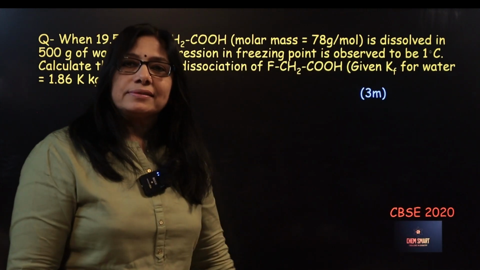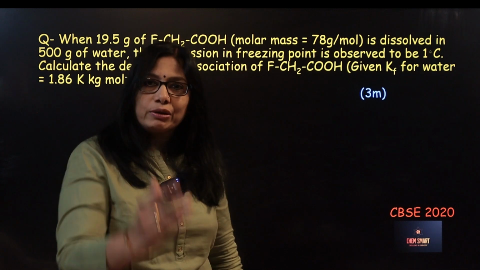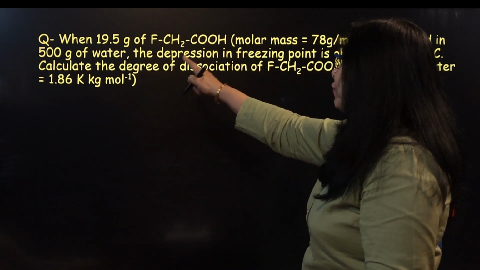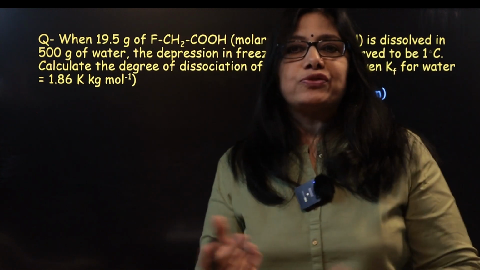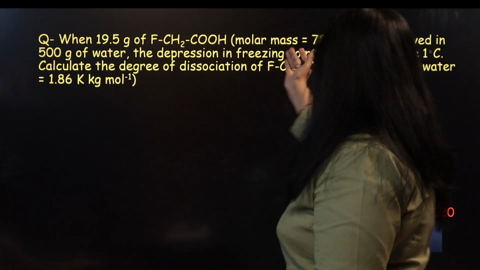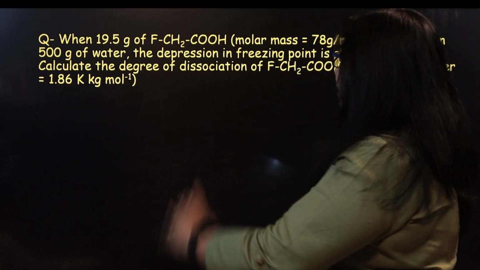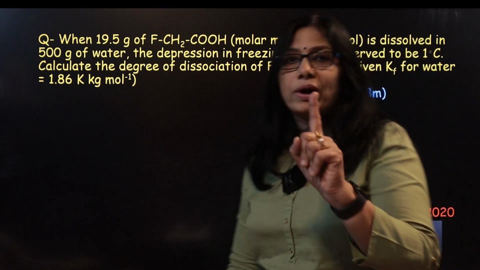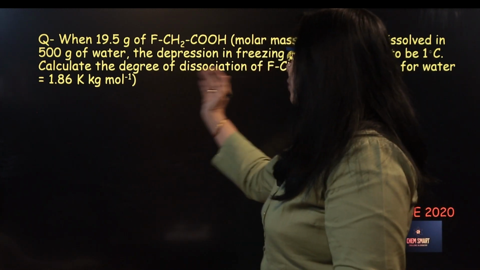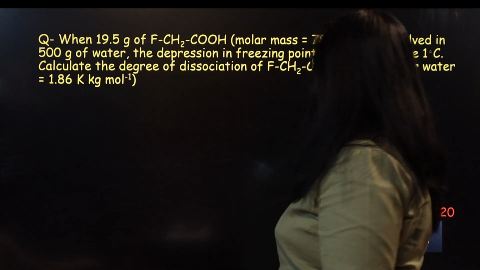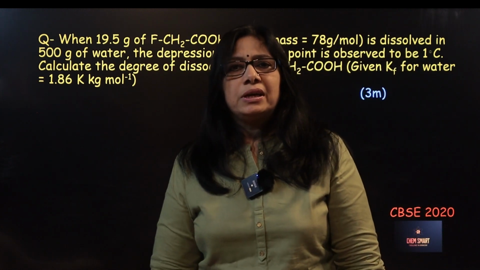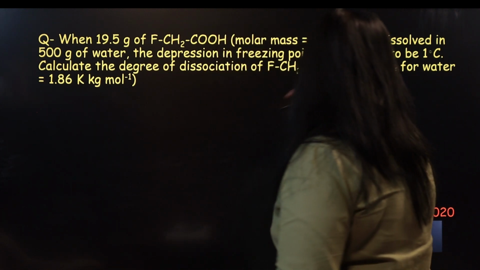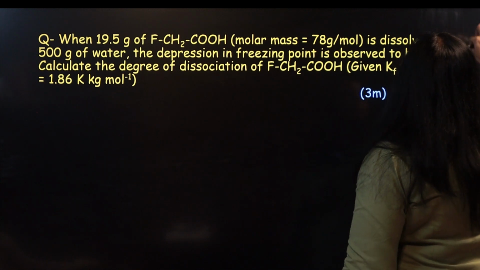Question number 1 is a numerical, and the question is, when 19.5 gram of FCH2COOH, that is fluoroacetic acid, molar mass 78 gram per mole, is dissolved in 500 gram of water, depression in freezing point is observed to be 1 degree centigrade. Calculate the degree of dissociation of fluoroacetic acid. Kf value is given. It is a typical numerical from depression in freezing point, and it is a 3 marker. So you have to do it in detail.